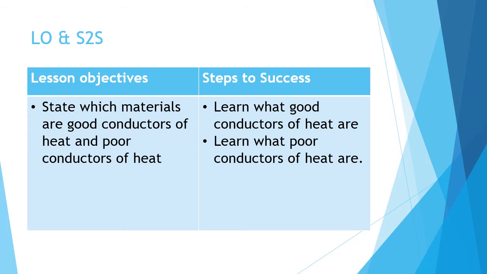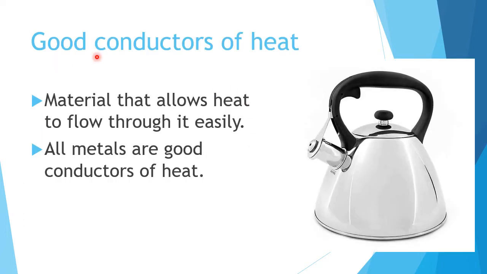So our lesson objective is to state which materials are good conductors of heat and poor conductors of heat. So you're going to learn what that means. We're going to learn what good conductors of heat are and what poor conductors of heat are. So, good conductors of heat. They are material that allows heat to flow through it easily. All metals are good conductors of heat.